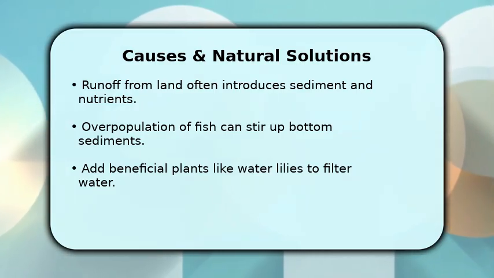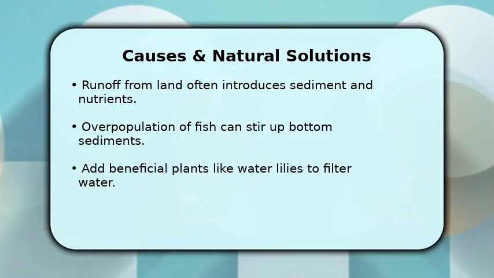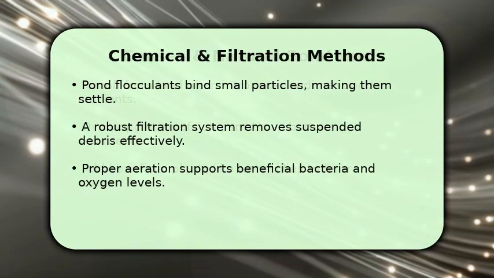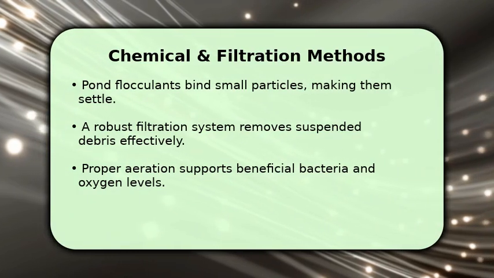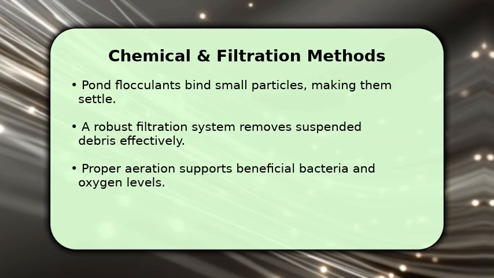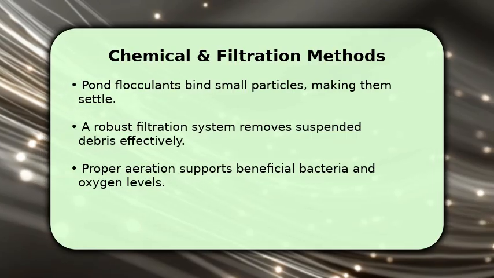Another effective natural method involves using barley straw bales, which release compounds that inhibit algae growth, leading to clearer water over time. For quicker results, chemical treatments like pond flocculants can be very effective. These products cause tiny suspended particles to clump together, settling to the bottom for easy removal.